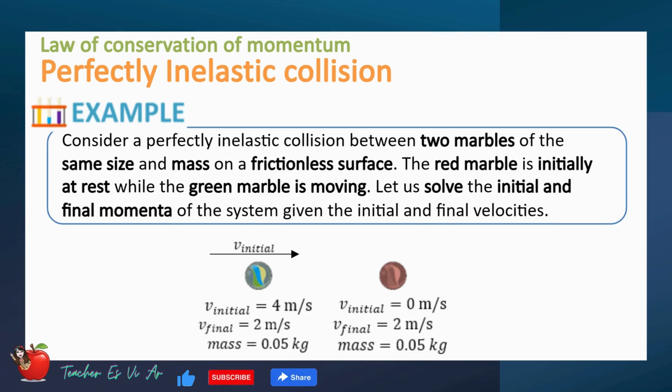Let's use this example again. If these two marbles had a perfectly inelastic collision, the colliding objects stick together after the collision. Unlike a regular inelastic collision, the final velocity of the combined object in a perfectly inelastic collision is usually not the average of the initial velocities of the two colliding objects.